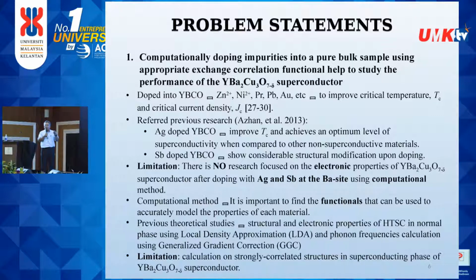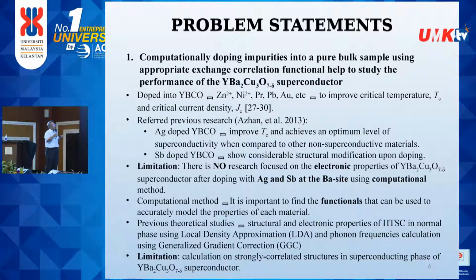But in this one, we want to know what actually happens beside the YBCO structure in terms of the copper oxide plane, the CuO chain and the CuO2 plane. Previously there was a lot of research on zinc, nickel, praseodymium, plumbum (lead), and gold doped into YBCO. At some concentrations, it will improve the critical temperature and also the critical current density.